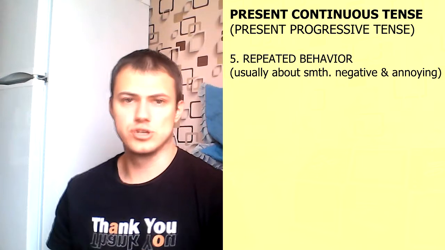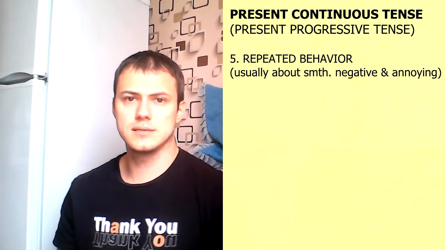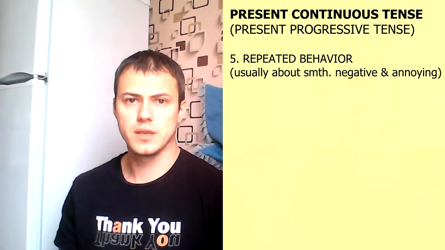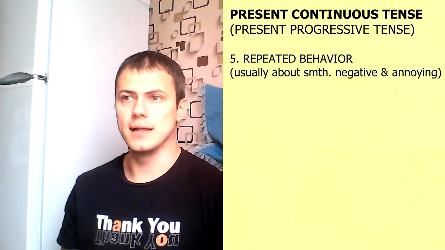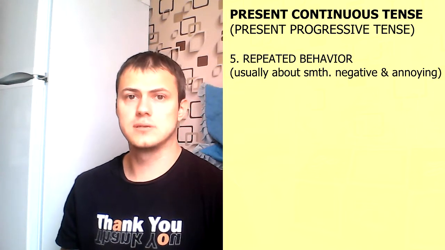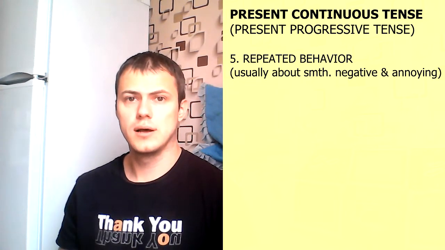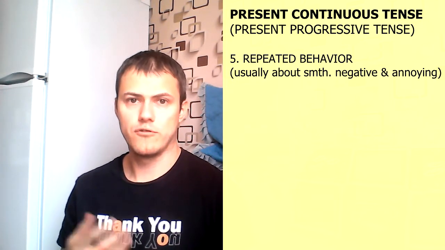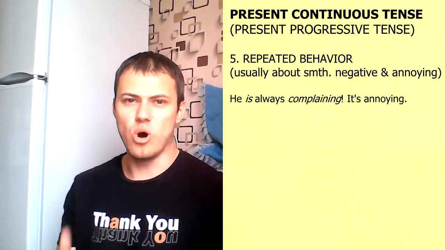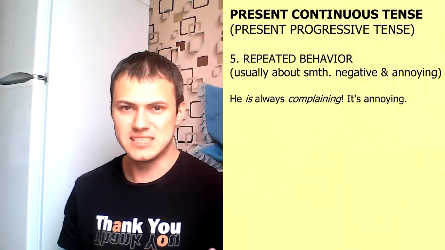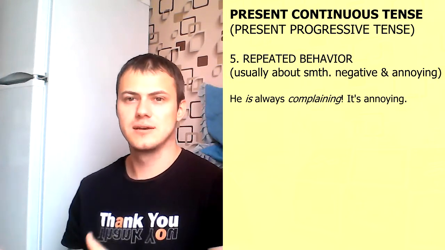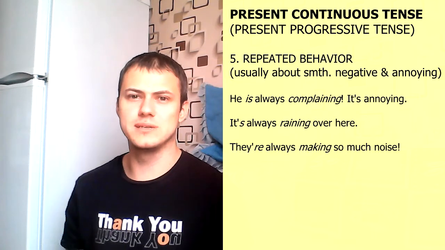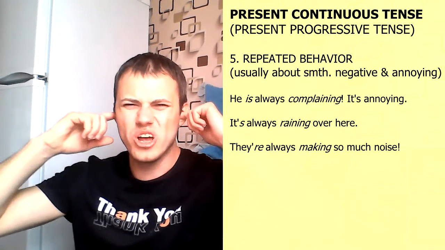The fifth usage of the present continuous tense is the situation when we are talking about repeated behavior. And usually, this is a situation in which somebody's behavior is annoying us. For example, he is always complaining. It's annoying. It's always raining over here. They're always making so much noise.